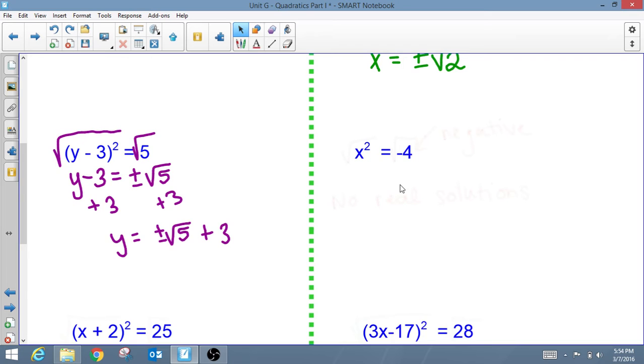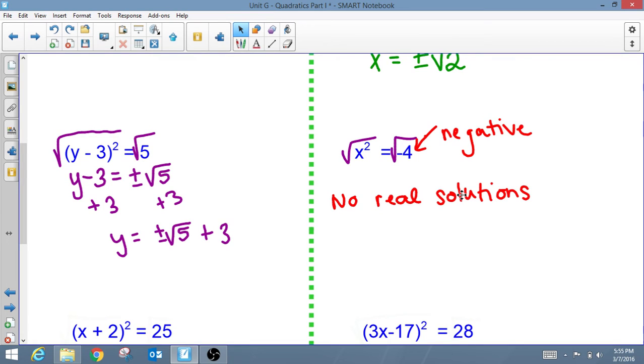Let's look at another one. Here we have x squared equals negative 4. Now usually we would take the square root here. But if you look over here, we have negative 4. This is a negative number. Since it's negative and we do not work with imaginary numbers in this section, all you need to say is no real solutions and you're finished. You are not solving that problem for the imaginary solutions.